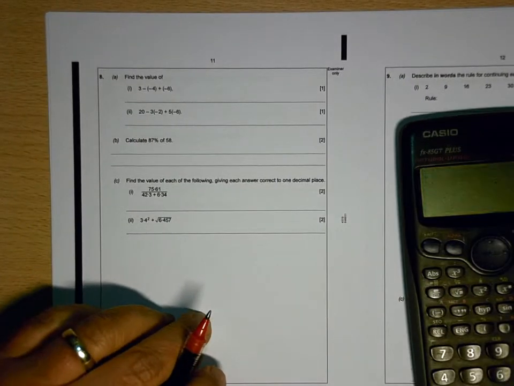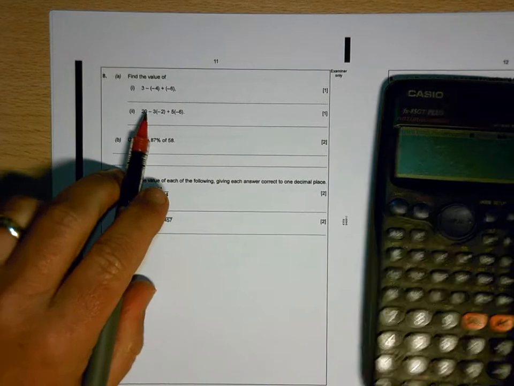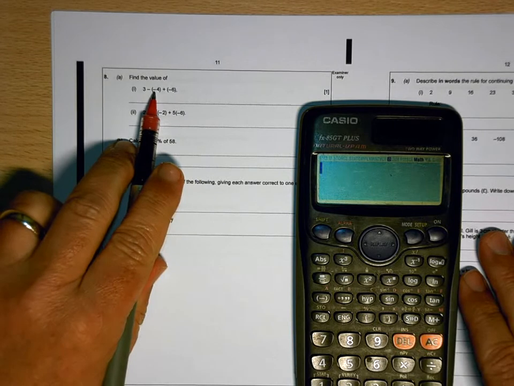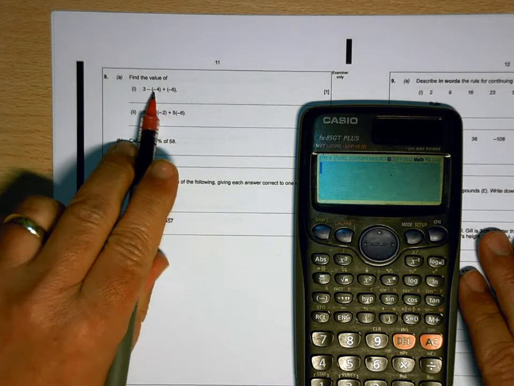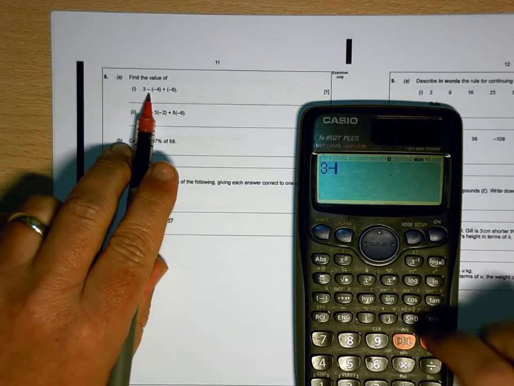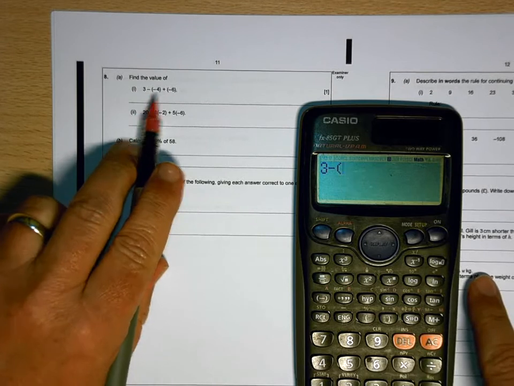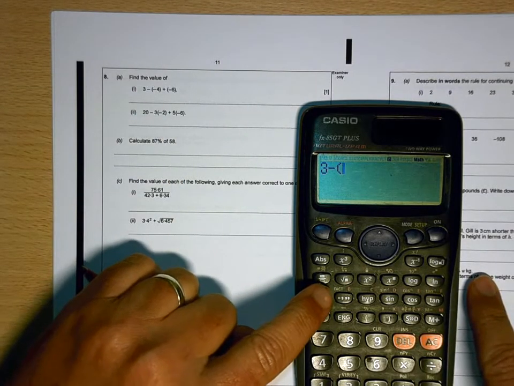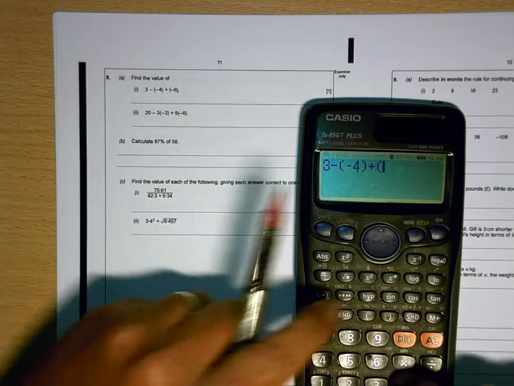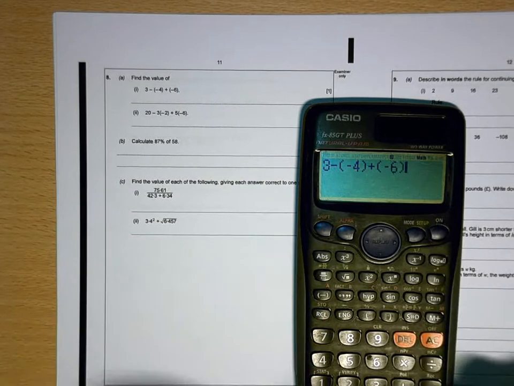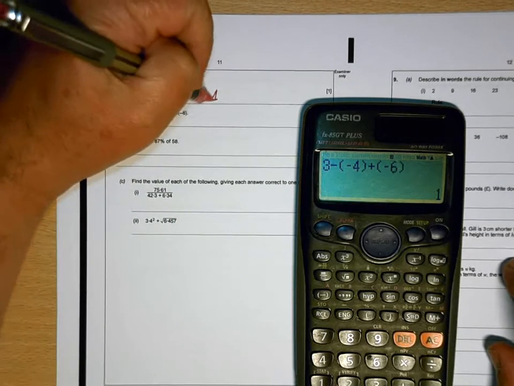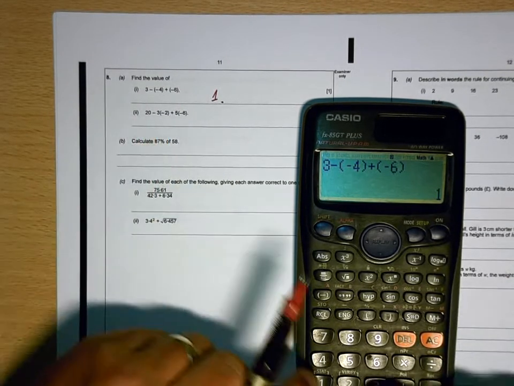Question 8 is a negative numbers question. Again, it's a calculator paper. Use your calculator. Type it in exactly as you see it, but these here are negatives, not subtract. So when you type that into your calculator, you're going to do 3, take away, open bracket, and then to show that it's a negative, it's this one here. So -4 plus, open bracket, -6, close bracket. So it's exactly the same as the way it's typed there. You get 1.